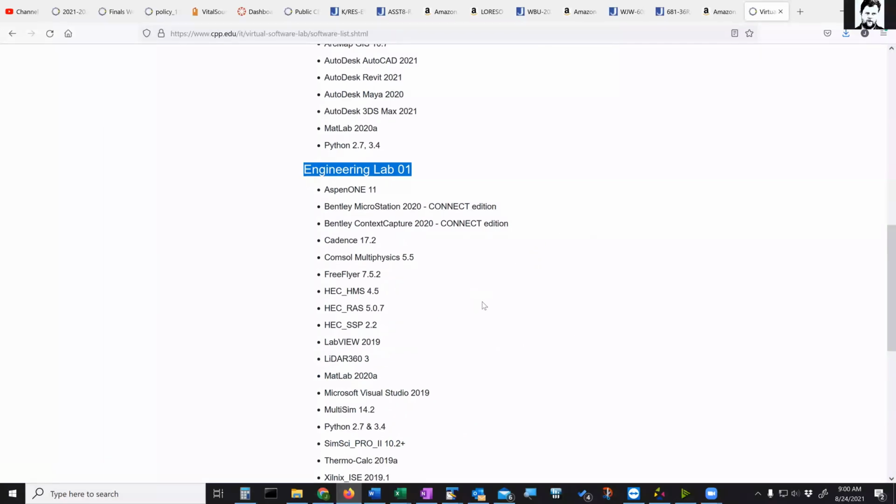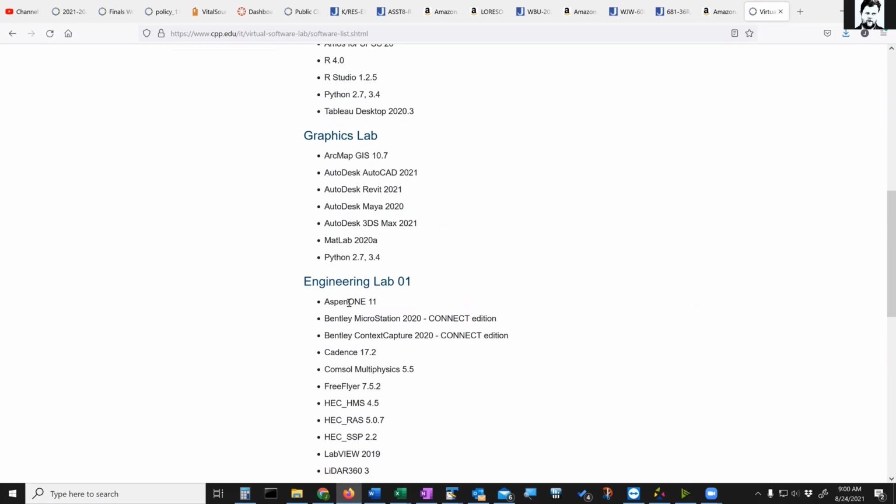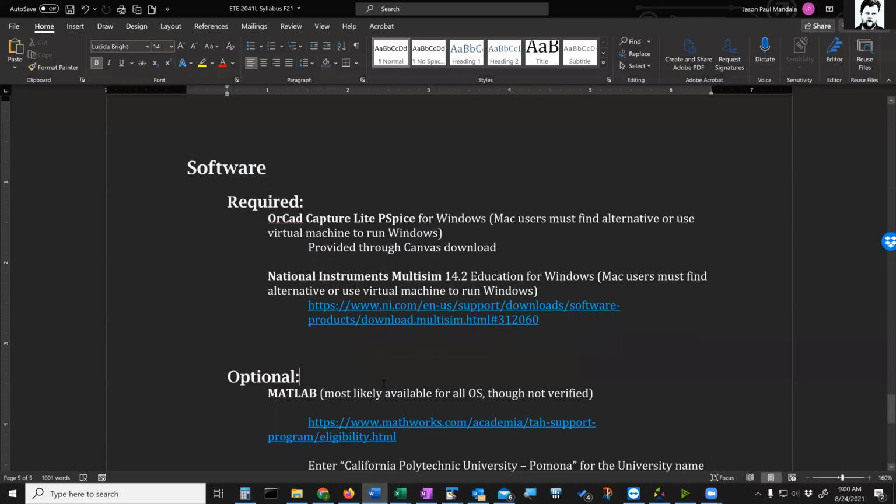Most of the engineering software is going to be for Windows only. That's probably changing over time. I mean, there's a lot of Mac users these days, so I think that trend is slowly reversing, but probably not by the time you graduate will the trend have reversed. Okay, so that's another option for your software.